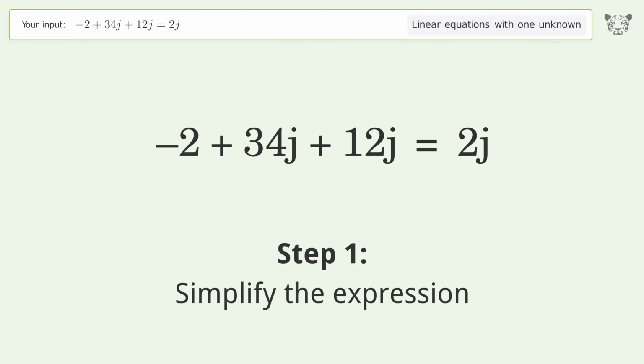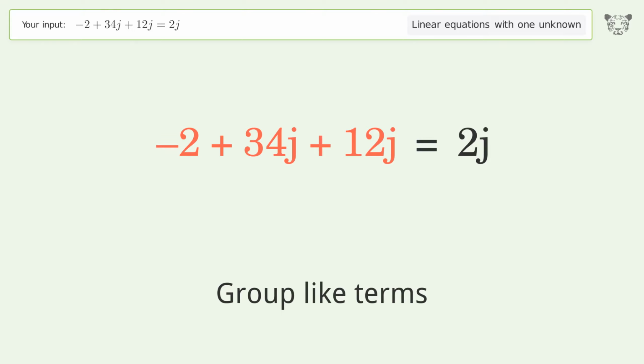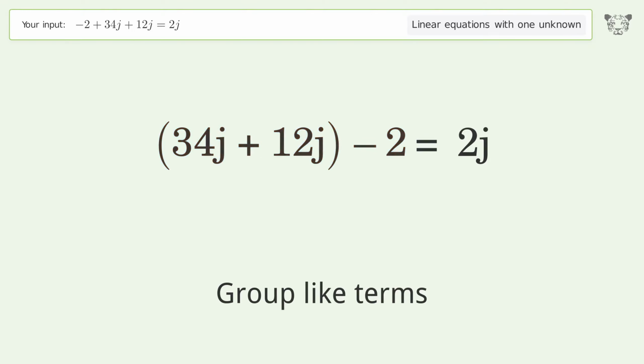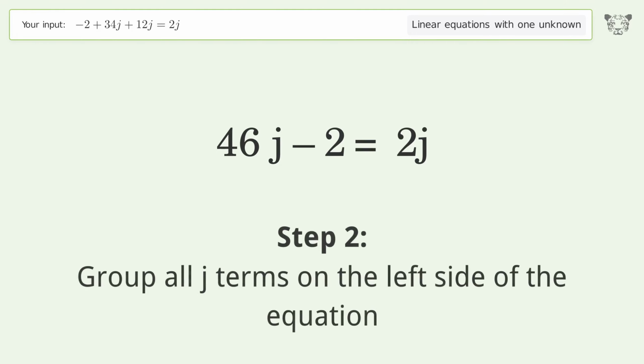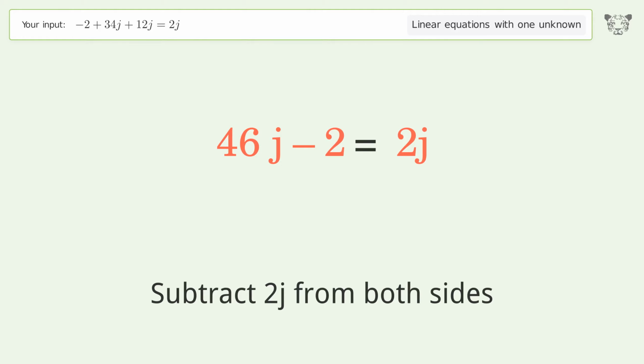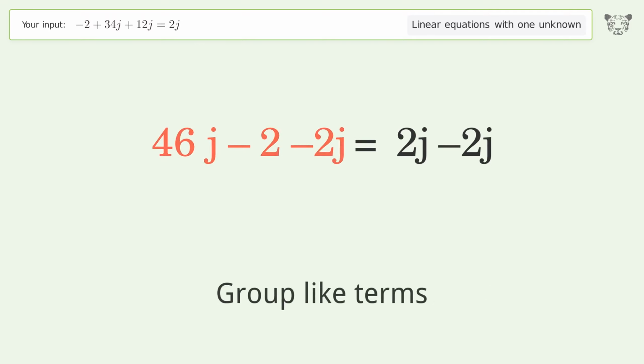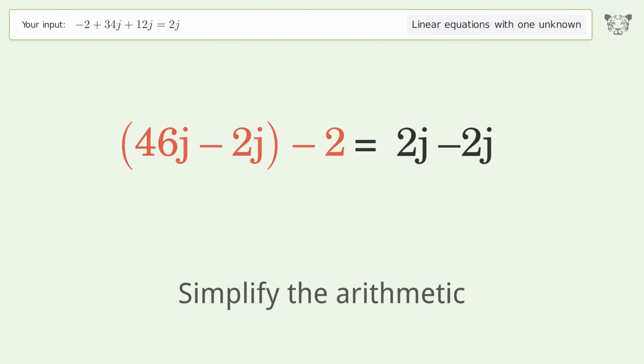Simplify the expression. Group like terms. Simplify the arithmetic. Group all j terms on the left side of the equation. Subtract 2j from both sides. Group like terms. Simplify the arithmetic.